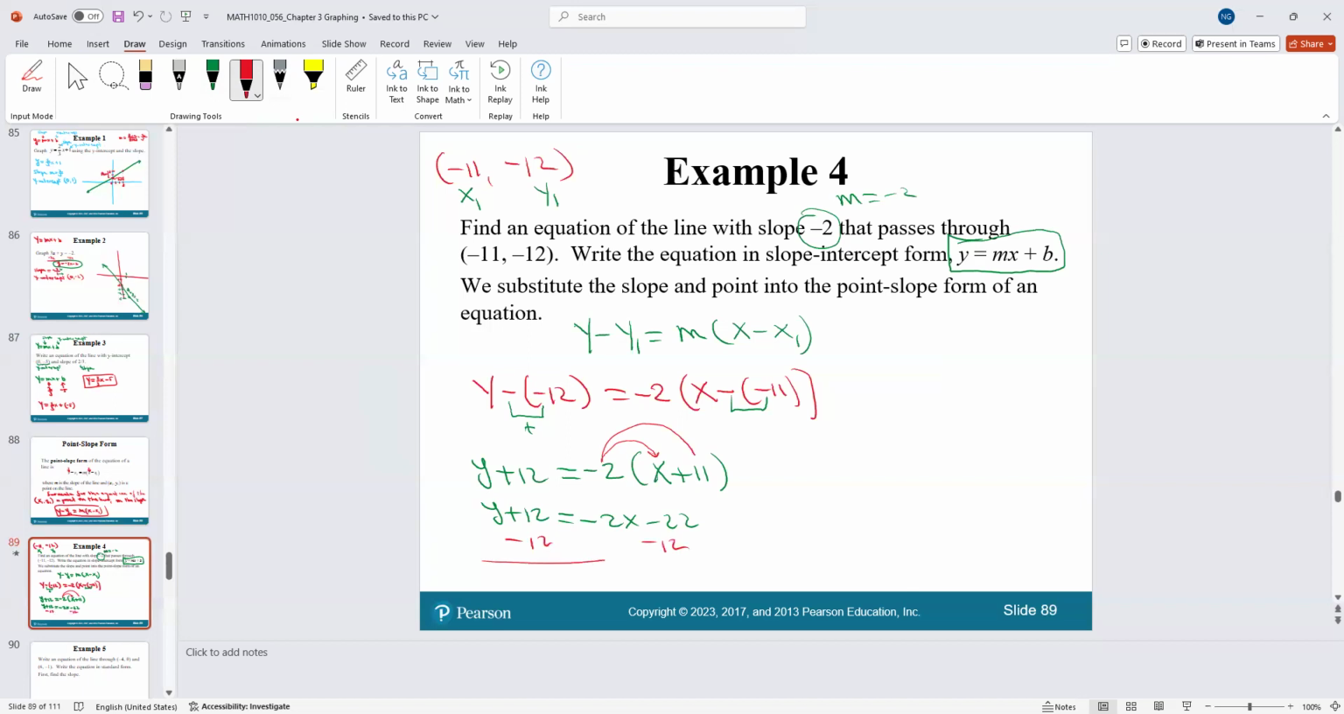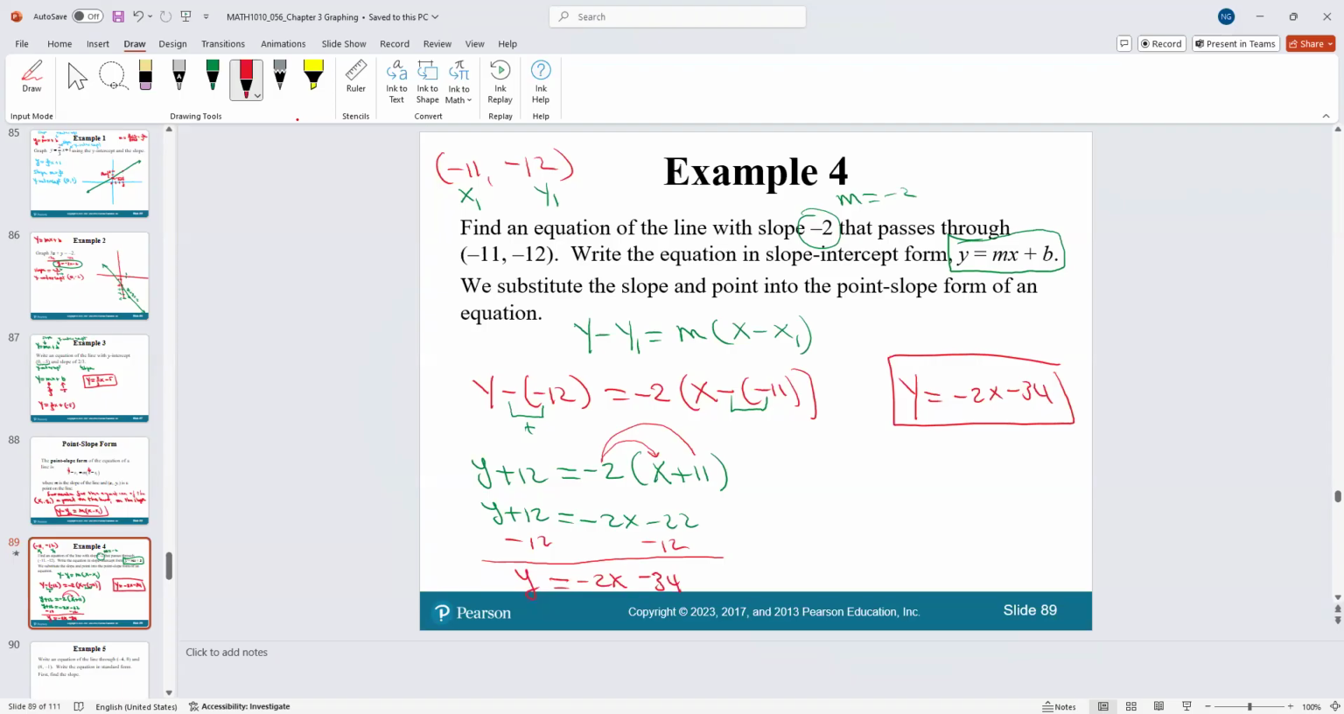Okay, y equals negative 2x, negative 22 minus 12. When you have two negatives in addition, we add and keep the sign. So 22 plus 12 gives us 34, but negative 34. So this is the slope-intercept form y equals mx plus b. That would be negative 2x minus 34. That's our equation of the line, and it is in slope-intercept form.